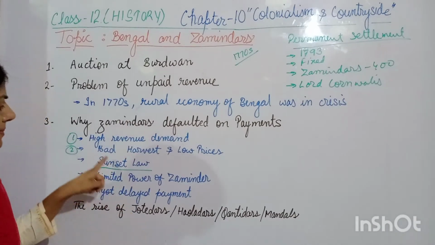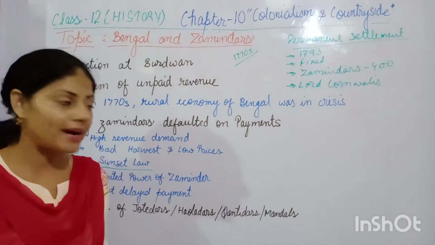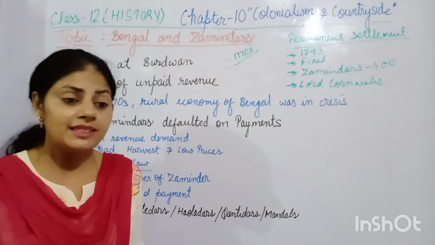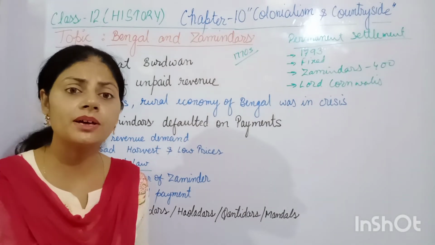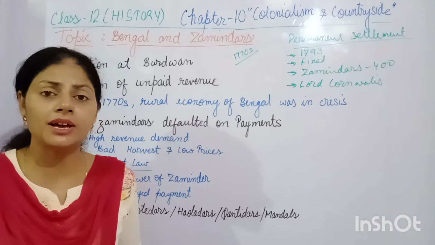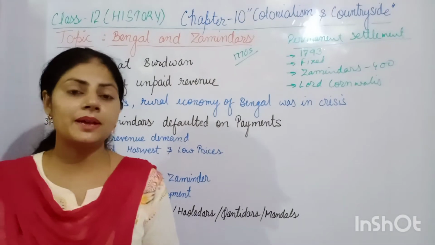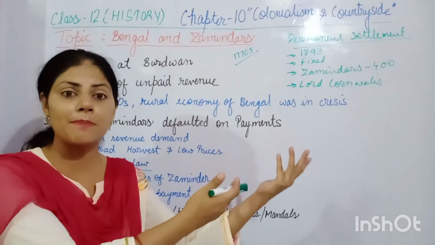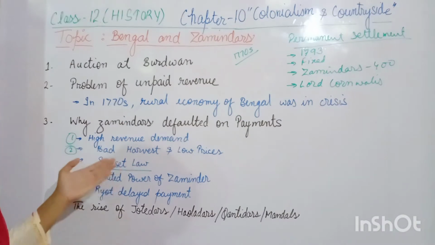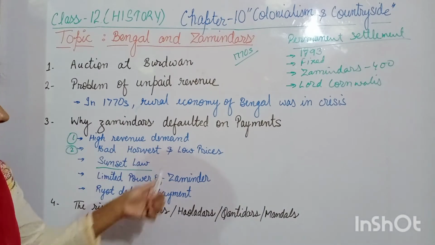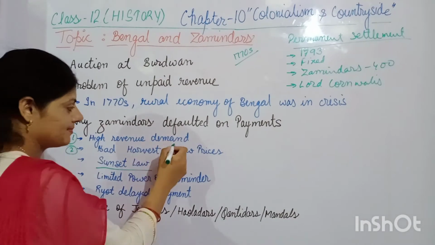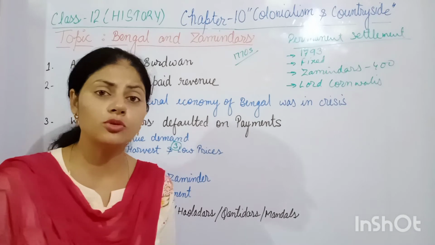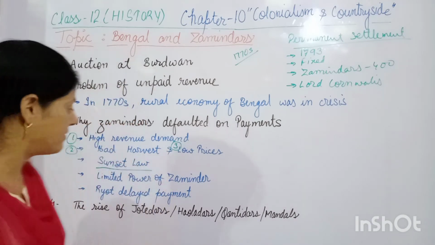Second, most of the time there was a bad harvest, and because of the bad harvest, these Zamindars couldn't collect the revenue from the peasants, because peasants didn't have anything with them. How could they pay the rent to the Zamindar? And if the Zamindar couldn't collect, how could the Zamindar pass the revenue to the Britishers? So this is another reason, the bad harvest. The third reason was the low price. Sometimes in the market the prices of the crops were so low that they couldn't pay the revenue.